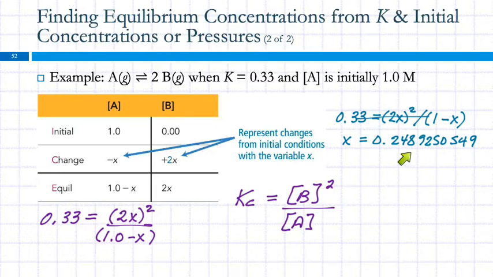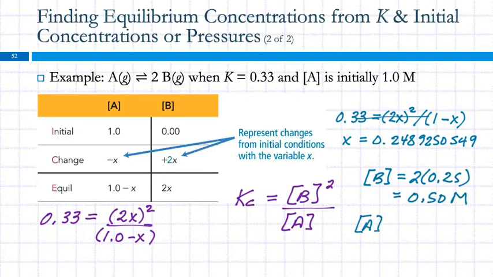So this is the correct solution for X. My concentration of B is equal to 2 times that. I'm just going to call it 0.25. So 0.50 molar. And the concentration of A is 1 minus 0.25, or 0.75 molar. Yes?